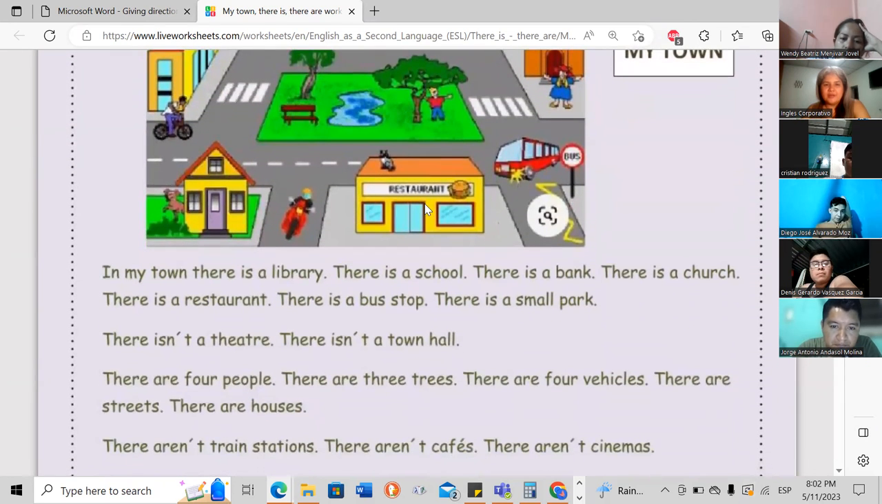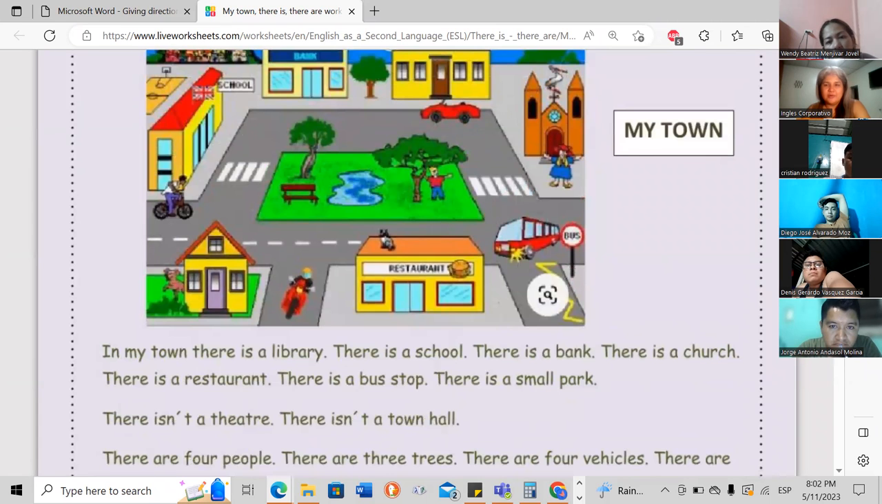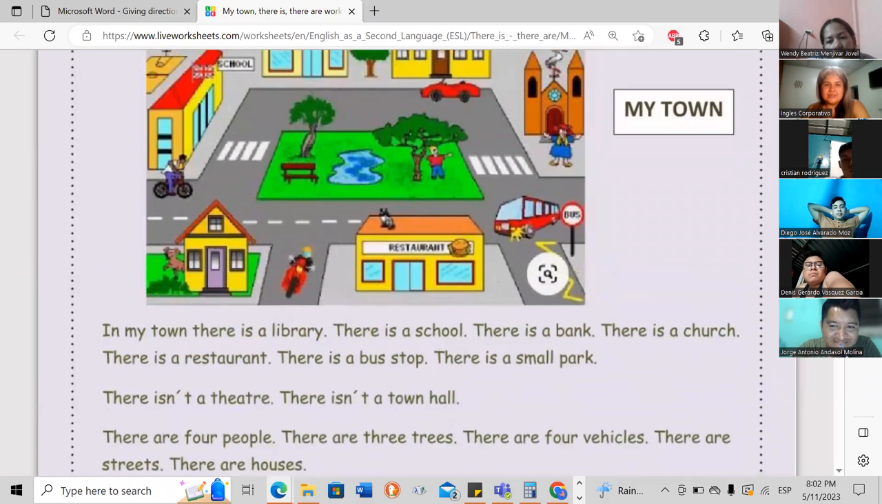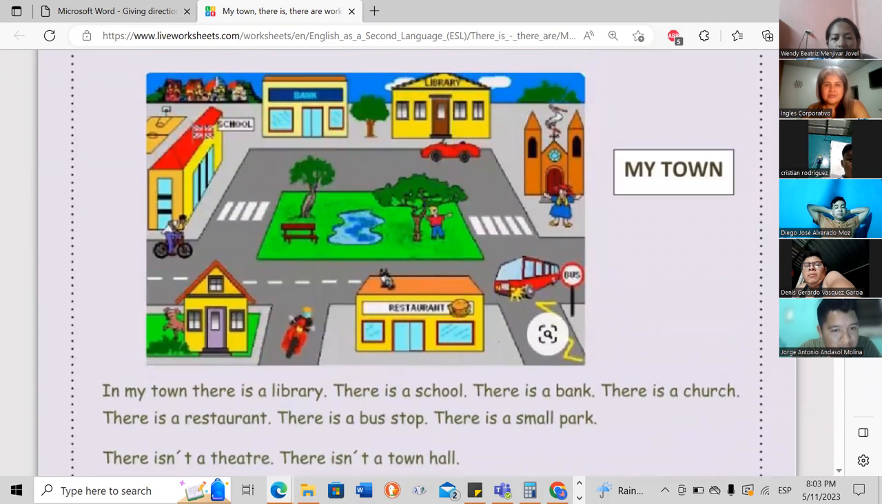There are four vehicles. One, two, three. Okay, cuatro vehículos and four, okay. There are streets, yes, we have a street. There are houses. Houses, here we have a house, yes.